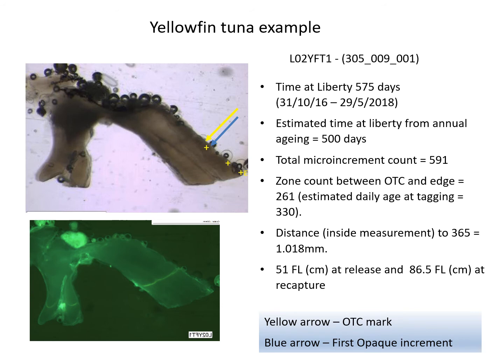So here we have a yellowfin tuna example of an annual preparation, and showing you the yellow arrow, which is the approximate position of the OTC mark, and the blue arrow is the first opaque zone, and the subsequent completed opaque zone is this cross here, and we have an edge. So we use these distances to approximate a time at liberty, and for this example we estimated the time at liberty at approximately 500 days, and that's compared to the true time at liberty of 575. So the comparison was quite good.